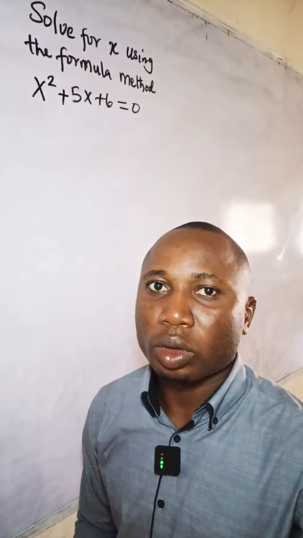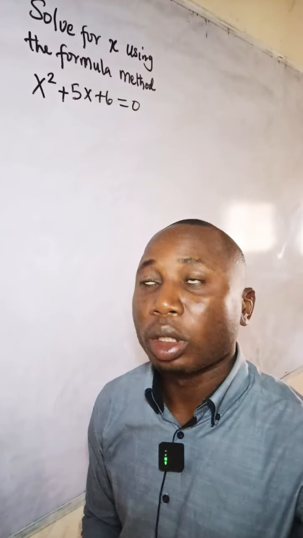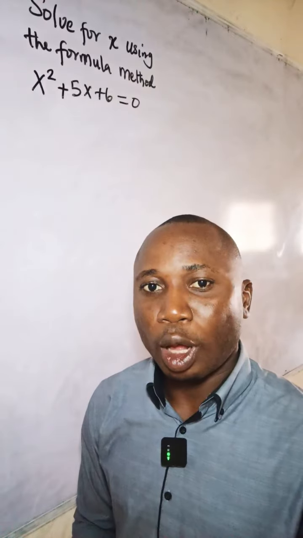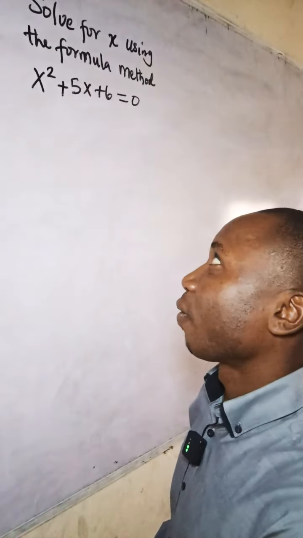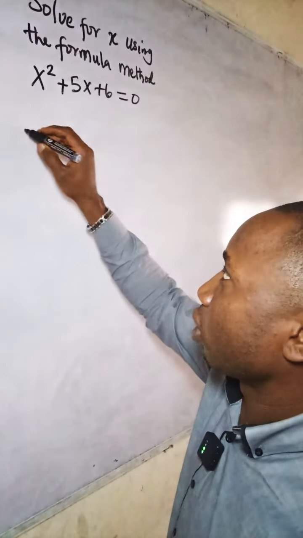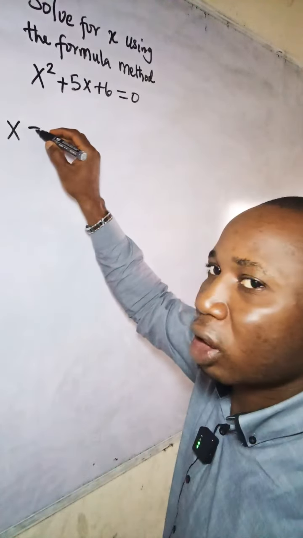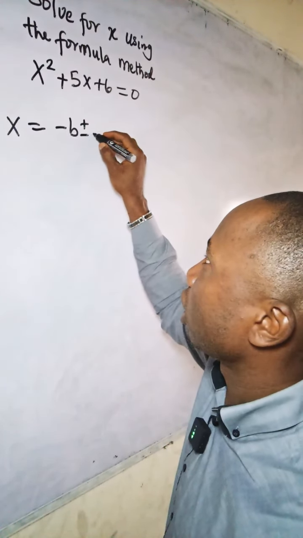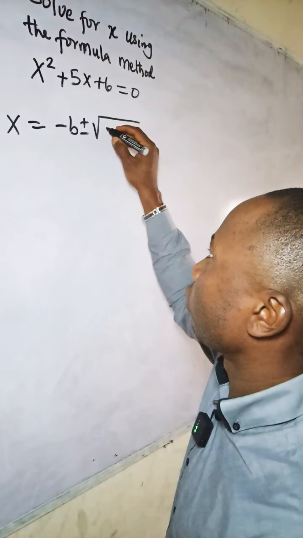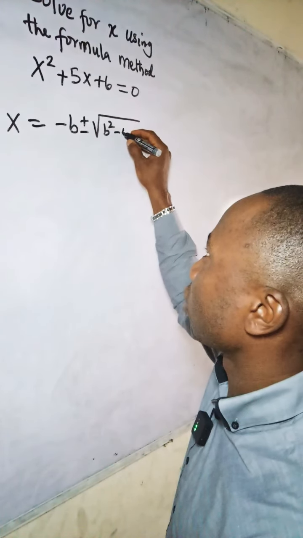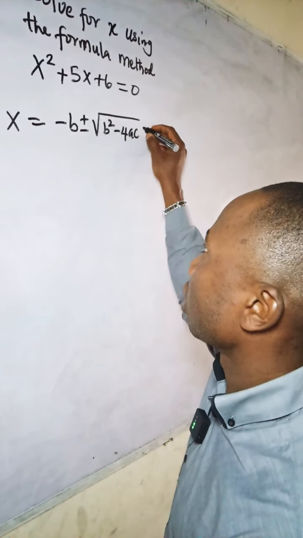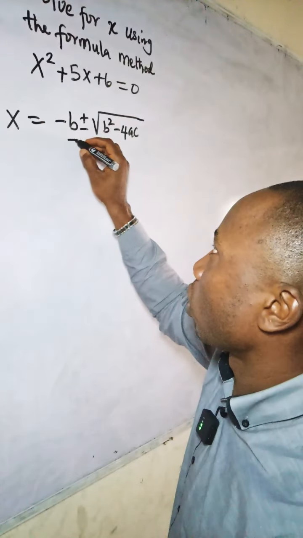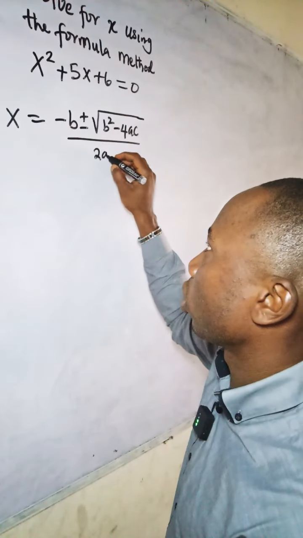Do you still remember how to solve quadratic equations using the quadratic formula? I'm going to remind you of that today. If you remember, the quadratic formula is given as what? x is equal to minus b plus or minus the square root of b squared minus 4ac, all divided by 2a.